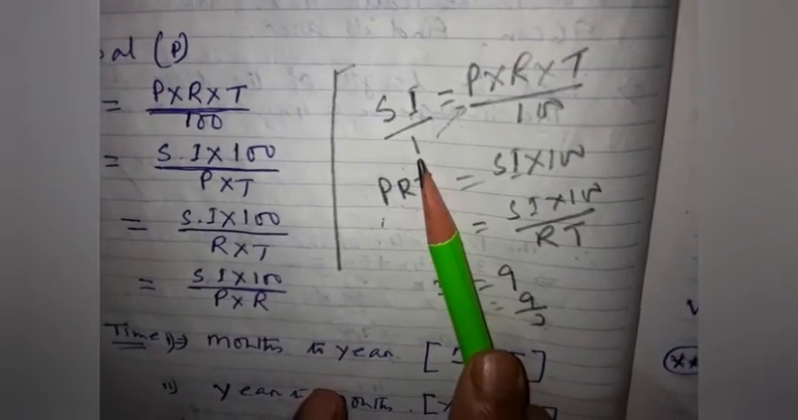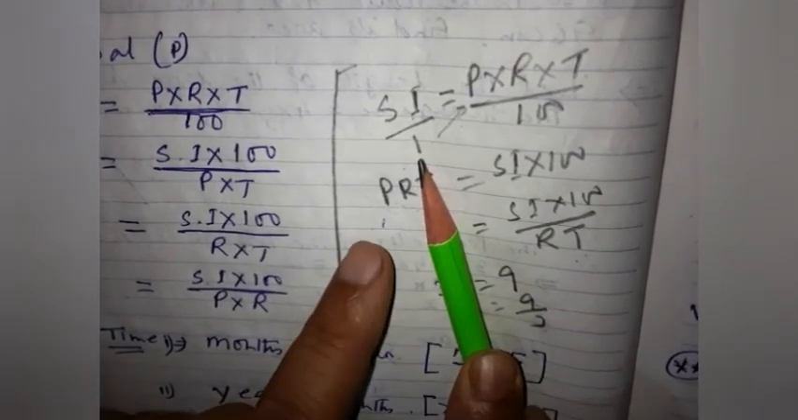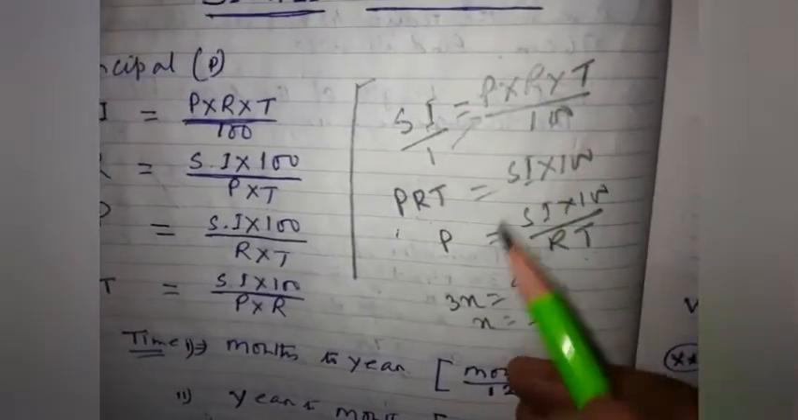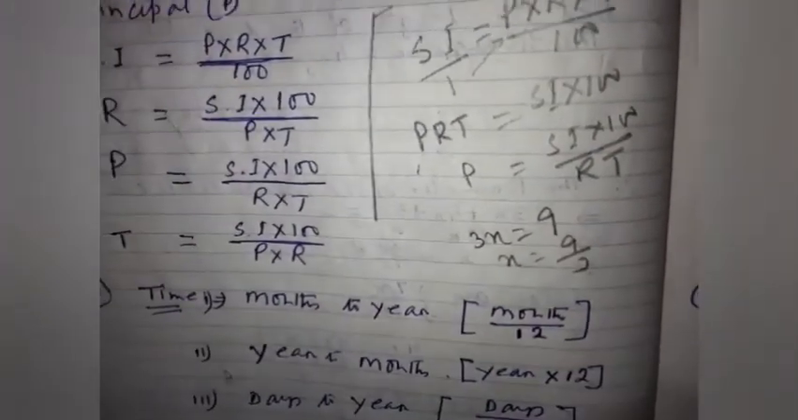Now if you want to find out T, how to write here? SI into 100 by P and R. So like that, easily if you know one, with the relation you can find out. So all those things are given here to you.